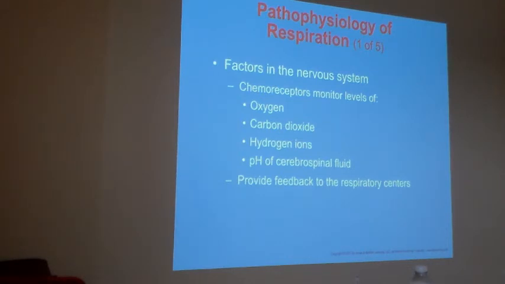What it looks at is O2, CO2, hydrogen ions, and then pH. Okay? And pH of the CSF is what it's actually looking at. So it looks at oxygen, carbon dioxide, hydrogen ions, and the partial pressure of hydrogen in the CSF.